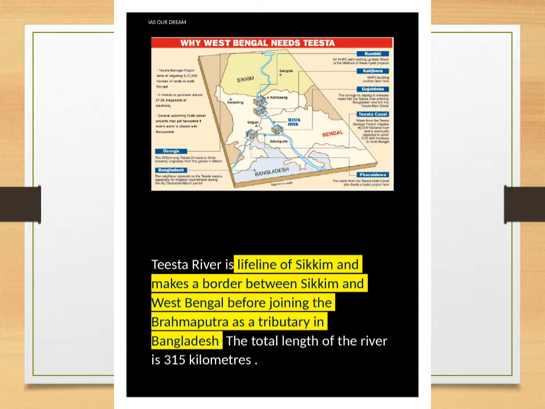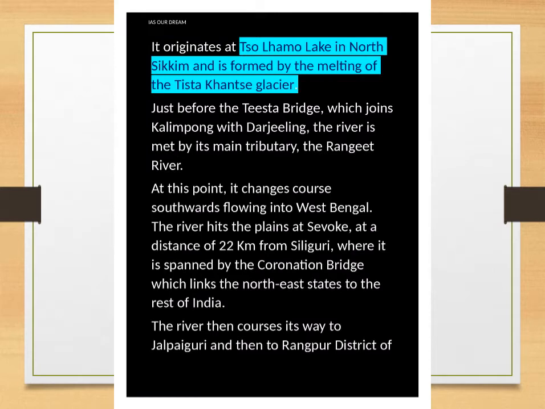Basically the Teesta River's length is 315 kilometers, and it originates in Cholamu Lake in North Sikkim, and it's formed by melting of the Teesta Khangse glacier, just before the Teesta Bridge, which joins Kalimpong with Darjeeling. The river is fed by its main tributary, the Rangit river. So this is factual data.